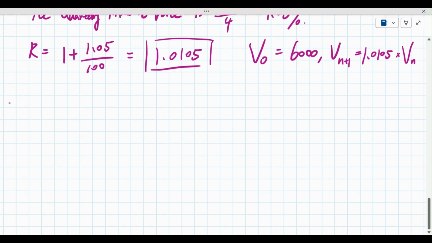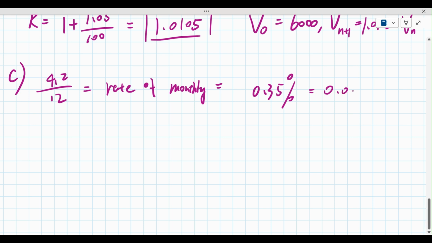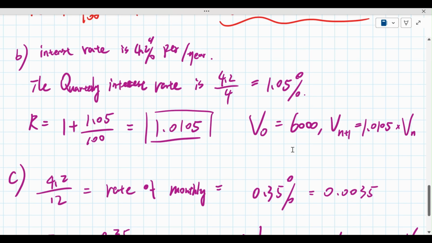And the last one is monthly. Each year we have 12 months, so monthly will be 4.2 divided by 12, which equals your monthly rate of 0.35%, which is 0.0035. Now R equals 1 plus 0.35 divided by 100, which equals 1.0035. So V0 equals 6,000 and Vn+1 equals 1.0035 multiplied by Vn. That's all we need to know.